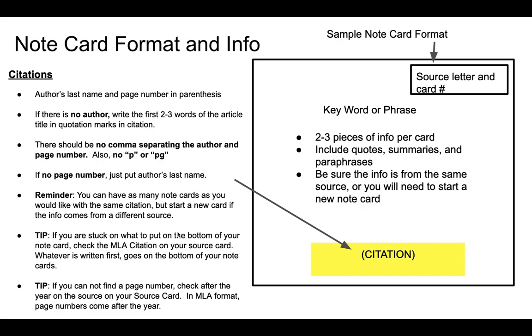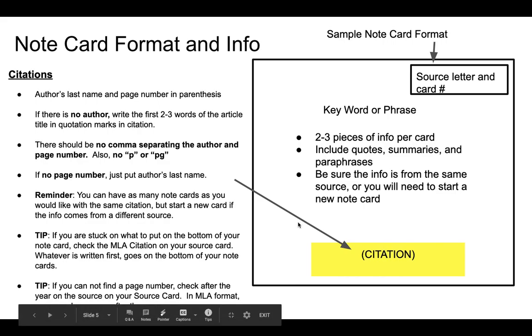A couple reminders for you. As I said previously, you can have as many note cards as you want from the same citation, but if you have a new source coming in, you need to start a different note card, obviously. And here's just some tips for you. Sometimes people get stuck, like, I don't really get what to put on the citation, what goes on the bottom. What you can do is look at that source card that you created, and whatever words appear first is what goes on the bottom of your note card. So if the author's last name is first, then that goes on the bottom. If there's no author and it starts with your article title, then that goes on the bottom, okay?